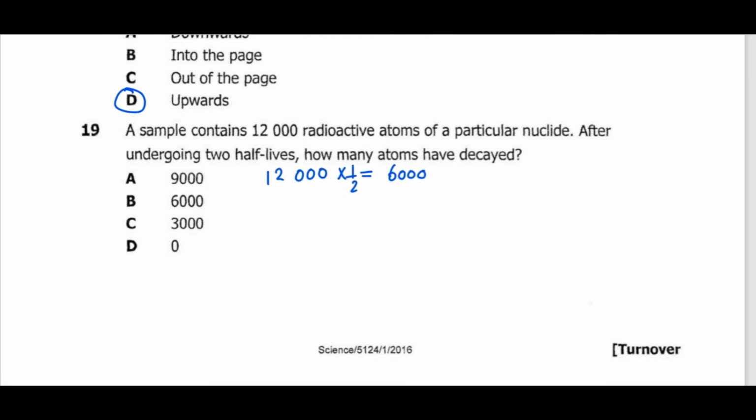6,000. This means that the first 6,000 have decayed. Then the second decay will give us 3,000. So we can see that the first decay is 6,000 decayed. The second decay is 3,000, which adds up to 9,000 as our answer. So our answer is just C.